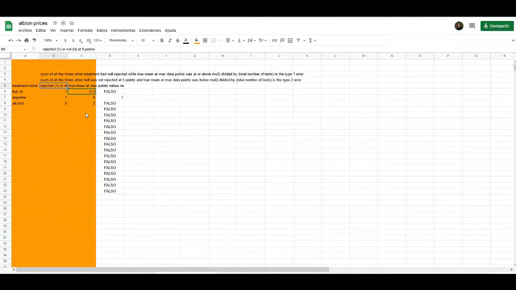For example, on fish oil, if you're meant to reject it, you type 1 down below. And then you're also meant to type the value of the true mean, which will be the average of all the days that you took it, minus mu naught. So it's the average of all the days that I took fish oil minus the average of all the days I didn't take fish oil.